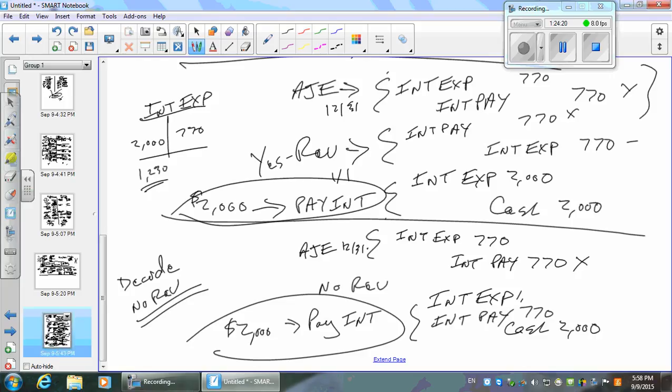It's magic. 1,230, which is the amount of interest expense we really have, and we're thrilled. Do I care if you do reversing entries or not? Not in the least. Now, one more thing. Why would people maybe want to do reversing entries? Isn't it kind of silly if you just have one loan like this?